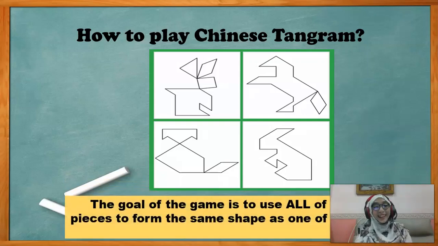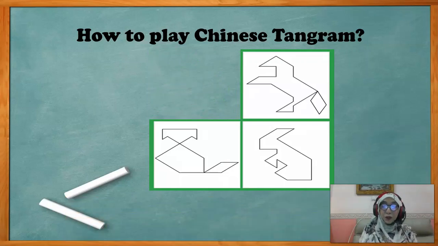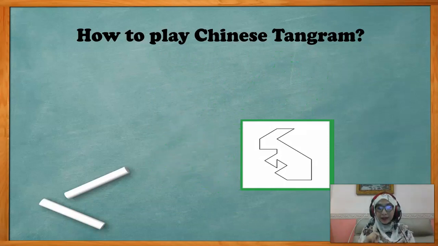Like I said, the goal of the game is to use all 7 pieces. You cannot use 6, you cannot use 5, you cannot use 4. You have to use all 7 pieces to form the same shape as one of the diagrams. We are going to do this with one diagram. We're going to choose the last one, this one. We're going to try to make this shape using the 7 pieces. Are you ready? I am. Alright, let's start.